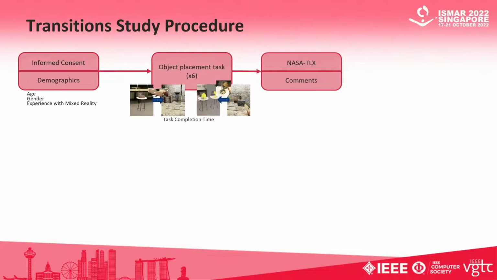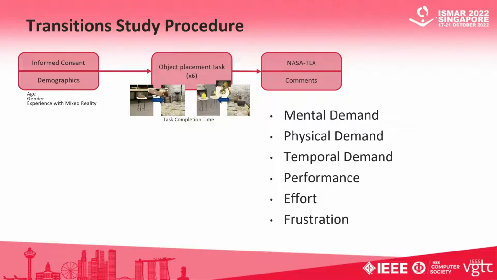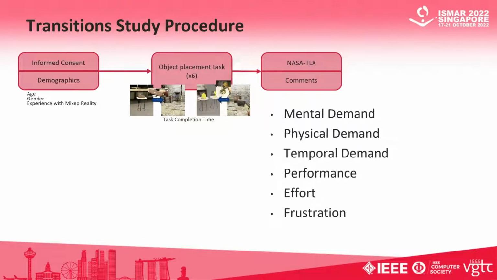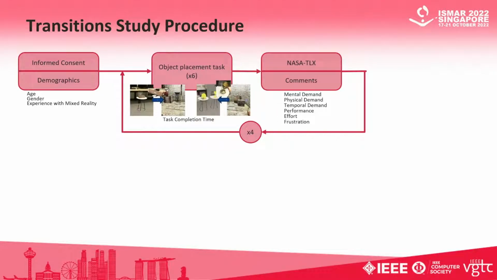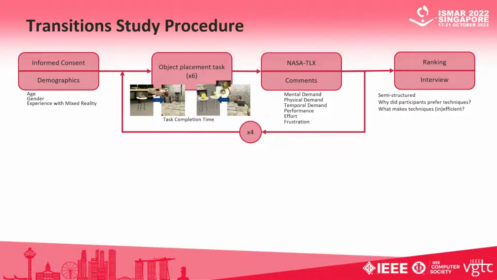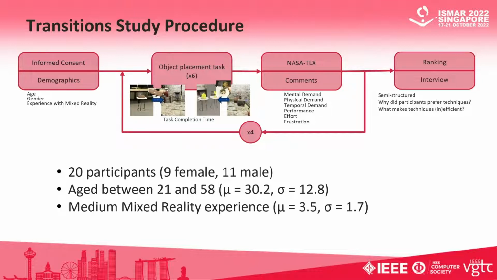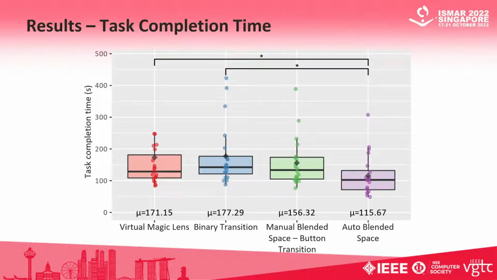And then afterwards, participants filled in the NASA TLX questionnaire, which has these 6 scales. And then they repeated this 4 times, once for each of the techniques. And then finally, they ranked the techniques based on preference, and we interviewed them on why they preferred certain techniques and what they found made the techniques efficient. We had 20 participants, aged between 21 and 58, and they had medium mixed reality experience.